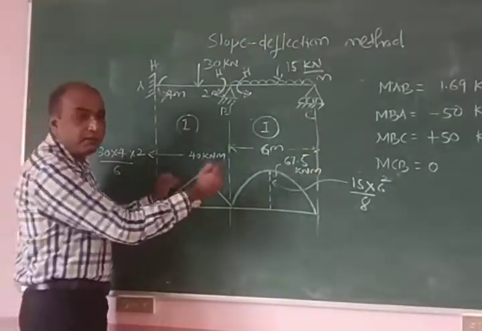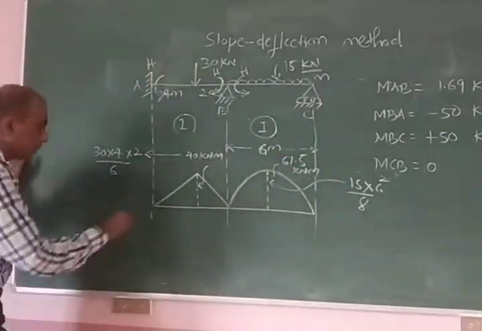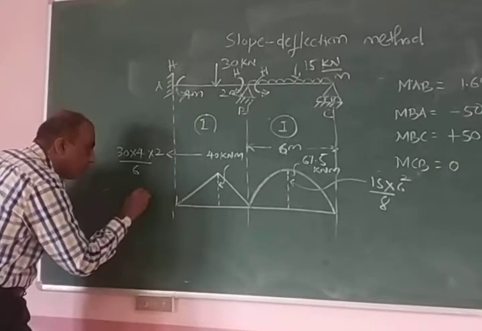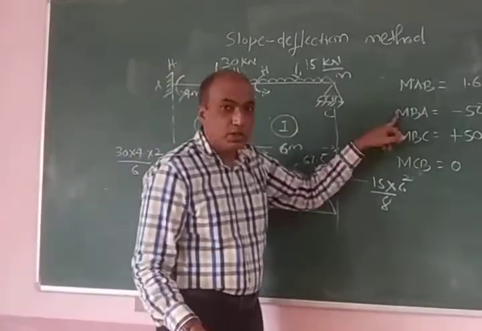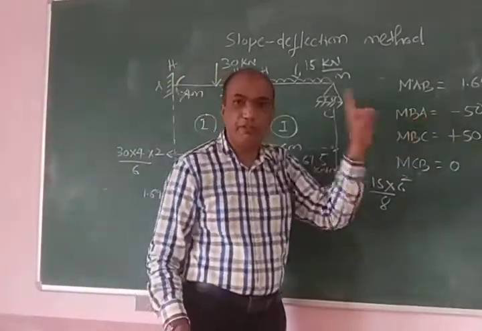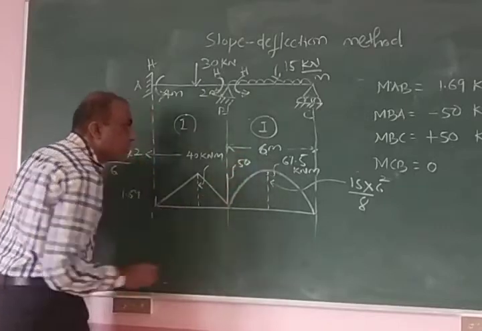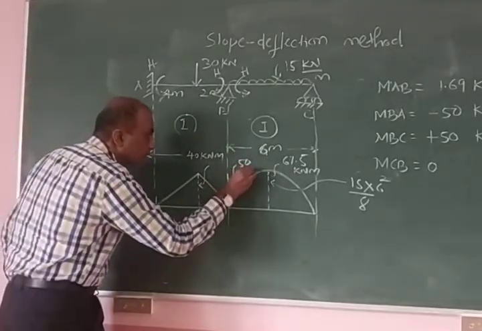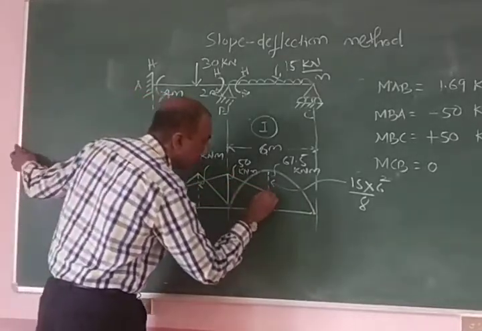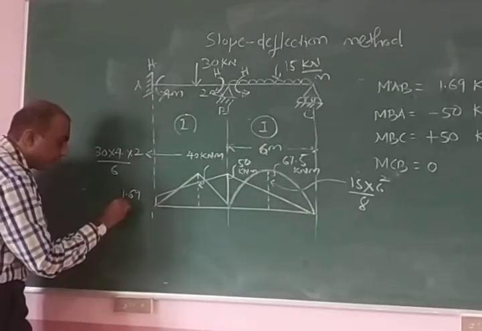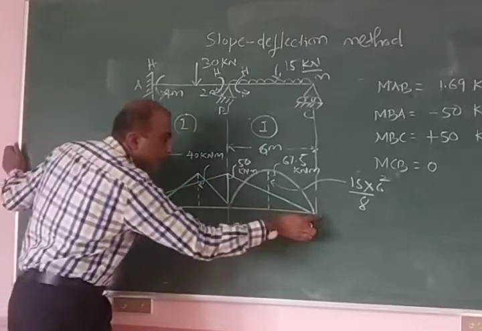Now over this sagging free bending moment diagram, we are going to superimpose these three values. What is MAB? Hogging. So with the superimposition technique, draw 1.69 kilonewton meter moment here. And the moment at B is only one value. MBA and MBC together is only 50 hogging. So only one value, 50 kilonewton meter hogging. And here it is 0. Now join this line and join this line. So the moment at A is 1.69 kilonewton meter hogging. Moment at B is 50 kilonewton meter hogging. Moment at C is 0.